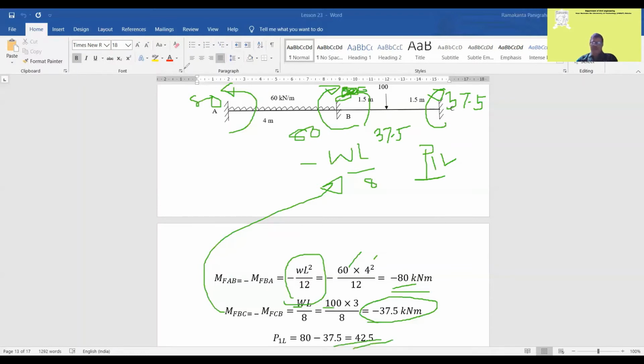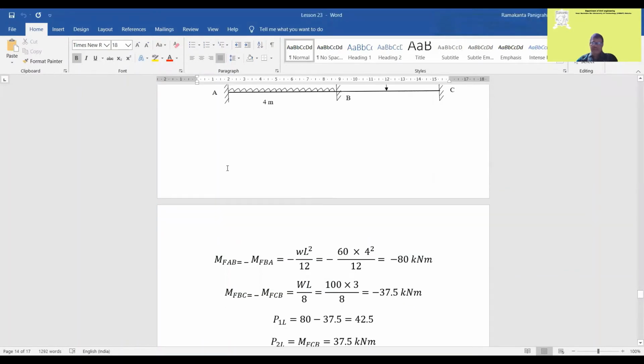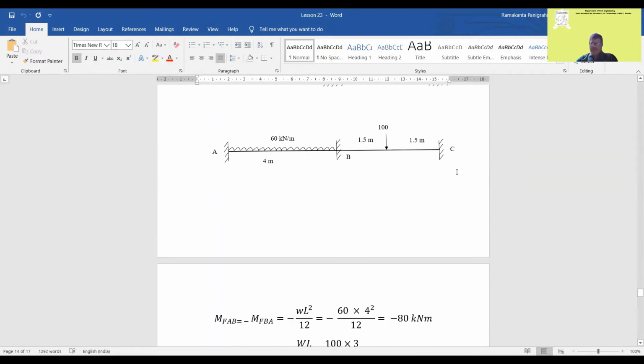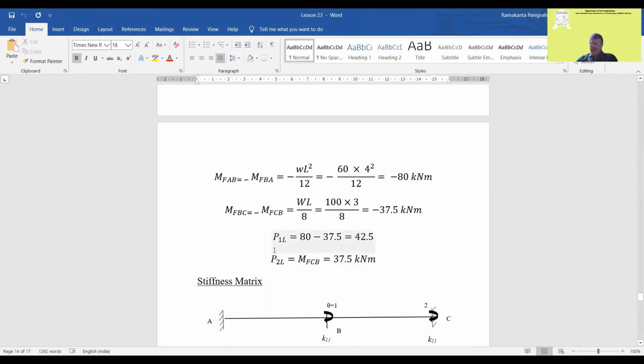So we have to find it in the direction of the joints. We have taken theta 1, theta 2, and in this direction we have to find the value. For P2L it is 37.5. Here it was clockwise, so it is plus. In both cases you find P1L, P2L is 42.5. That's it. Now you understand what P1L and P2L are.